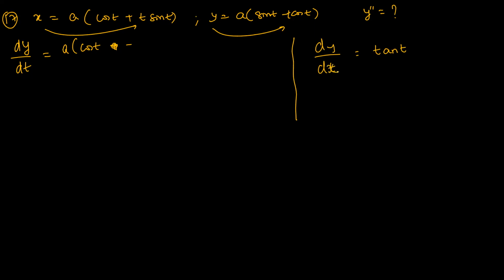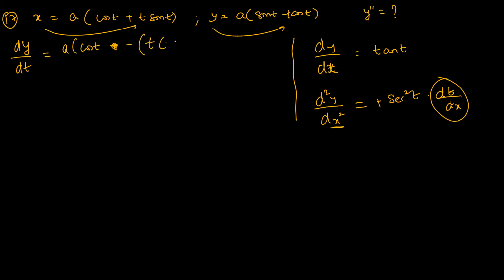dy by dx is tan t. So when you're doing d square y by dx square, you would have left it as secant square t into dt by dx, because you're differentiating with respect to x. So dx by dt, the reverse of dt by dx, that's why you should substitute it here, that will be the answer. What is dx by dt? So a into cos t minus of t into minus sin t minus cos t. So cos t getting added.